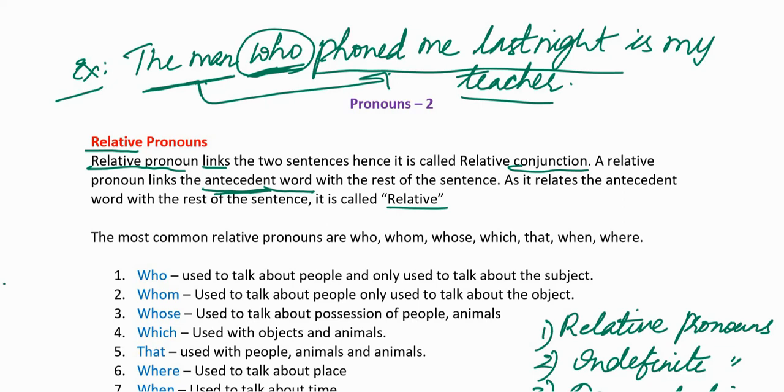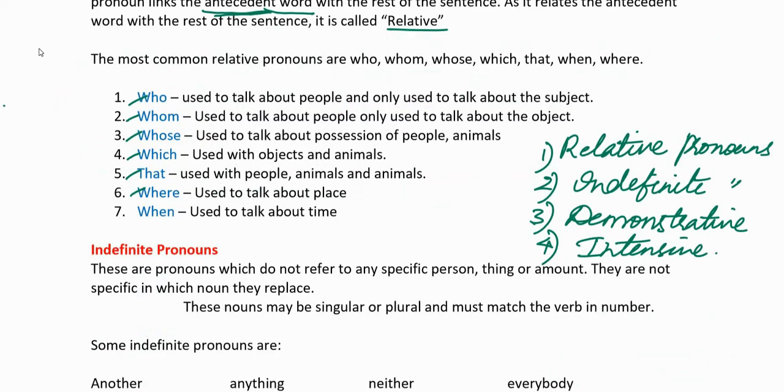Now, relative pronouns, as you can see here, are who, whom, whose, which, that, where, and when. Now we are going to look at when to use each of these relative pronouns. Let us look at the first relative pronoun. Who is used to talk about people and only used to talk about the subject. You cannot use who for animals and things. This is only used with people or to replace the name of the person, and the person in the sentence should be the subject of the verb.